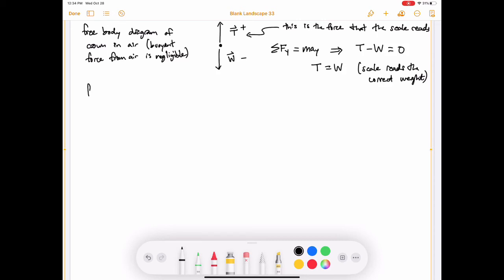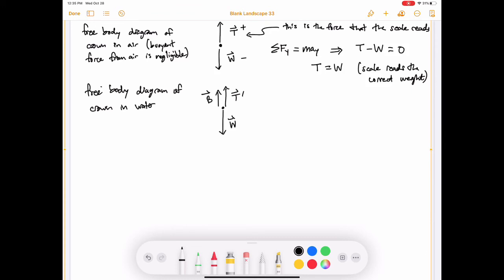Okay. So now we'll draw a free body diagram of that same crown when it's in the water. And this time, the buoyant force is not going to be something we can ignore. So here's what it will look like. We'll have the same weight, same force of gravity pulling it down. That's not changing. But now we have a buoyant force pushing it up. And then we also have a tension force pulling it up. It's a different tension force from before, so we'll call it T prime.